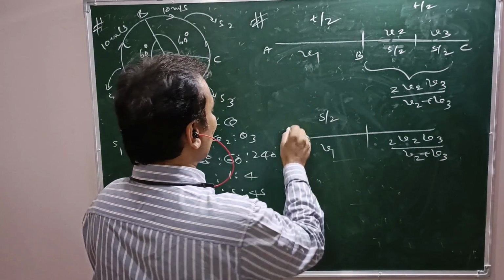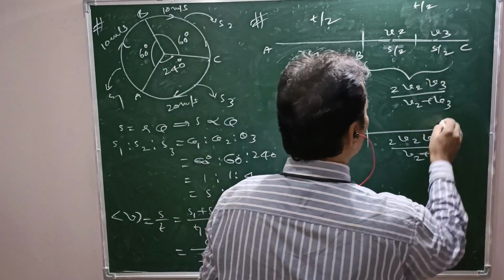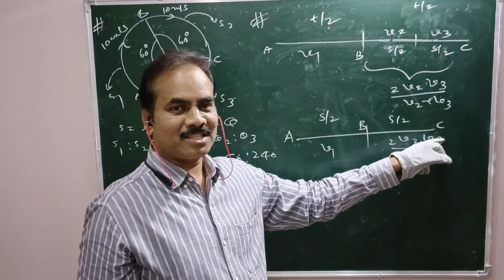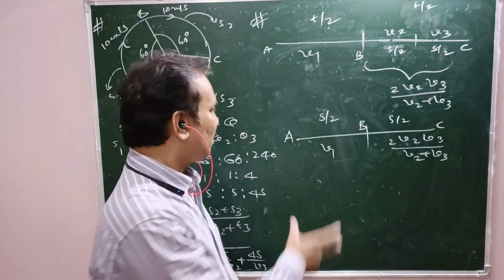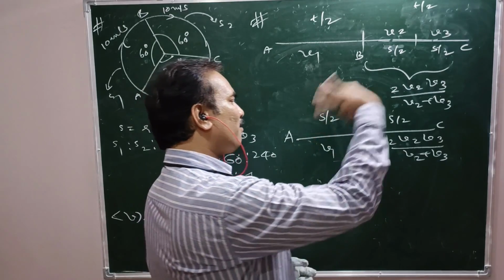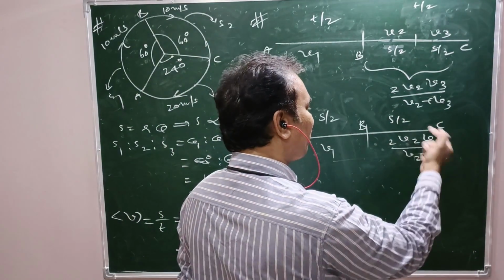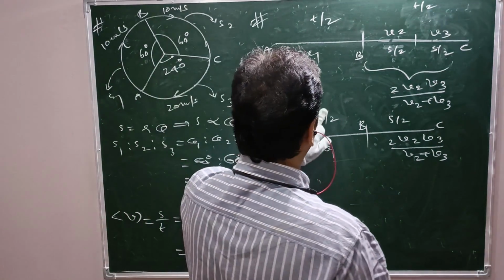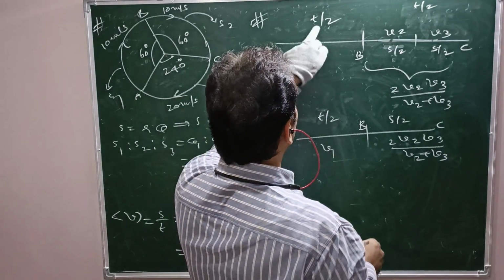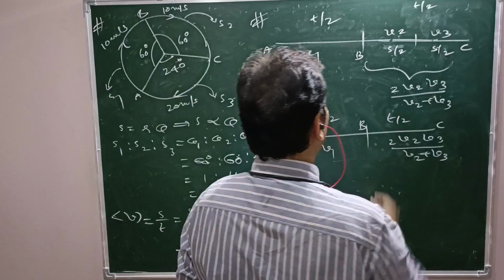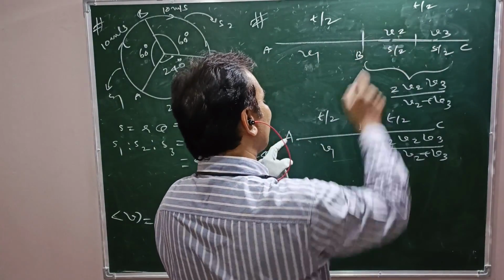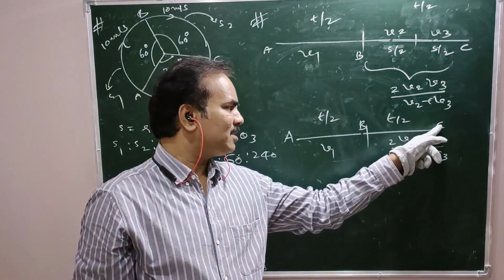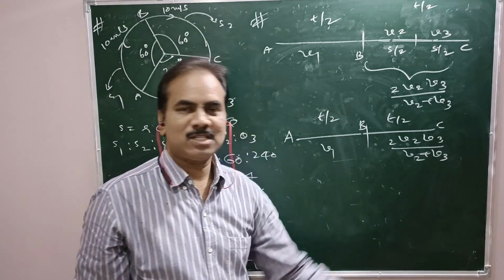Now see, this point A, this is point B, this is point C. This is s by 2. So the total journey distance is divided into two equal halves. First half of the distance with the speed v1, remaining half of the distance with an average speed 2v2 v3 by v2 plus v3. Now this is t by 2, half of the journey time, next half of the journey time. So the total journey time from A to C is t by 2 plus t by 2, that is t. So the first half of the journey time with the speed v1, the remaining half of the journey time with an average speed 2v2 v3 by v2 plus v3.